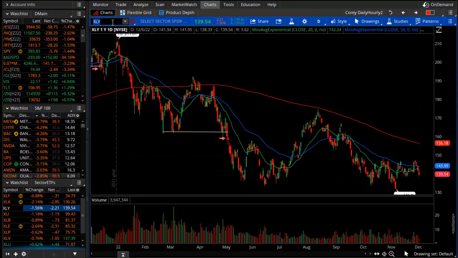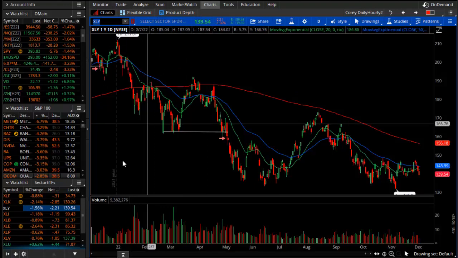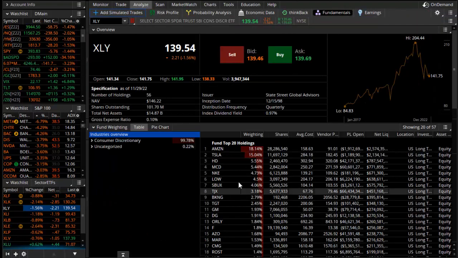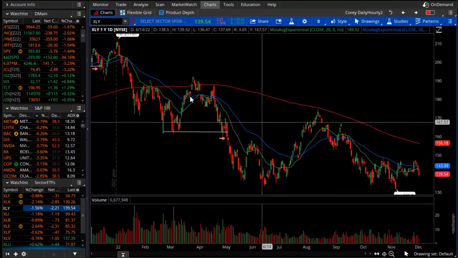And in my session today, I was explaining why that's the case. Anytime you wish to take a look at some of the stocks that comprise a sector ETF, for example, XLY, just go to the Analyze tab and you can see which stocks and what weighting are in that ETF. So the top two stocks in the XLY are Amazon and Tesla.